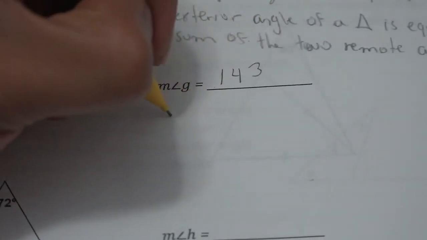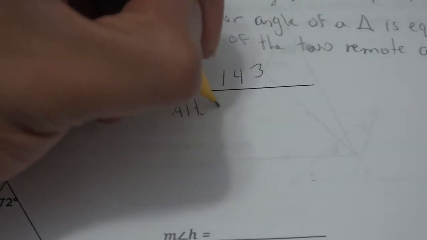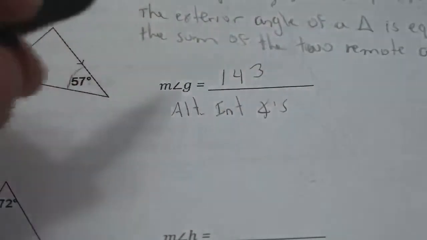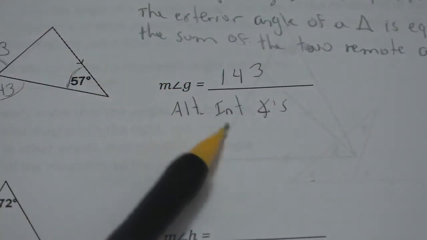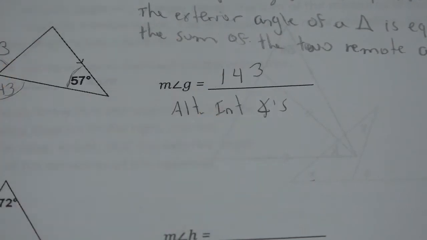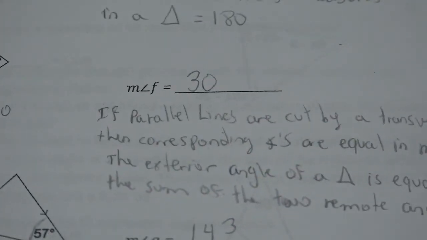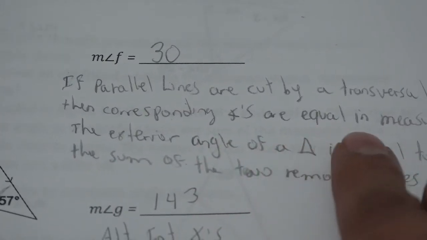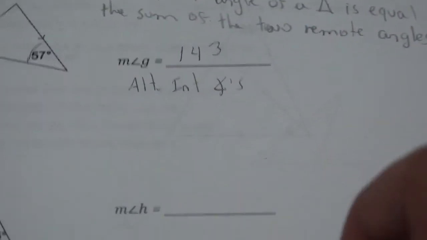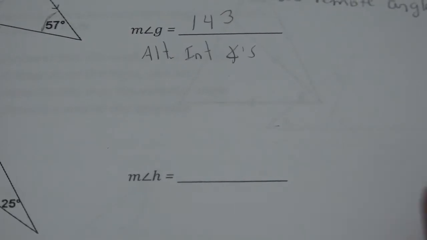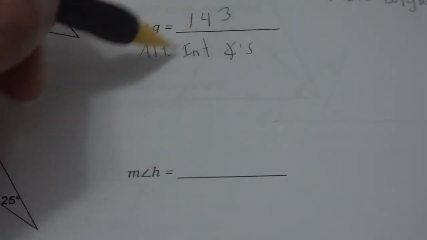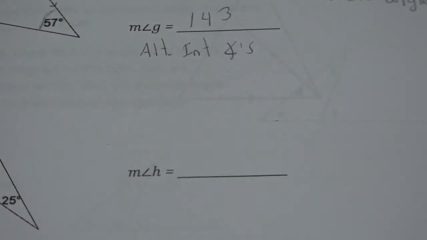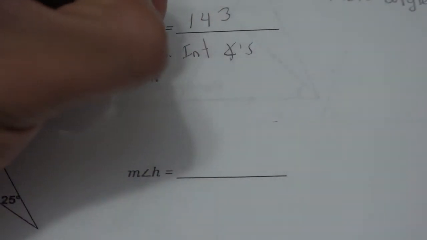What did I use? I use alternate interior angles. But listen, I'm writing alternate interior angles, but in reality, what you gotta write is the following. If parallel lines are cut by a transversal, then alternate interior angles are equal in measure. That's what you gotta write. But since we already know that, then I'm gonna allow you to just do this. So alternate interior angles. Then what else did I use? I used linear pairs.